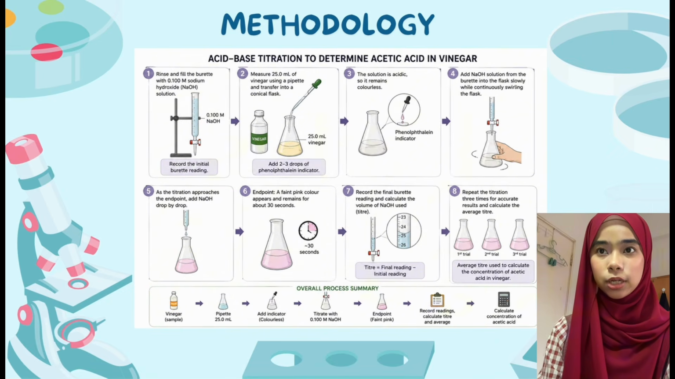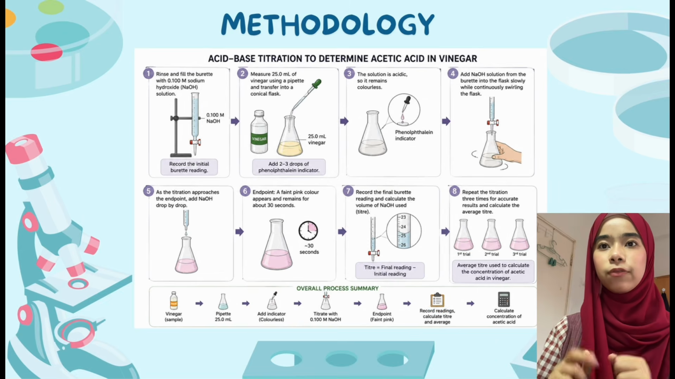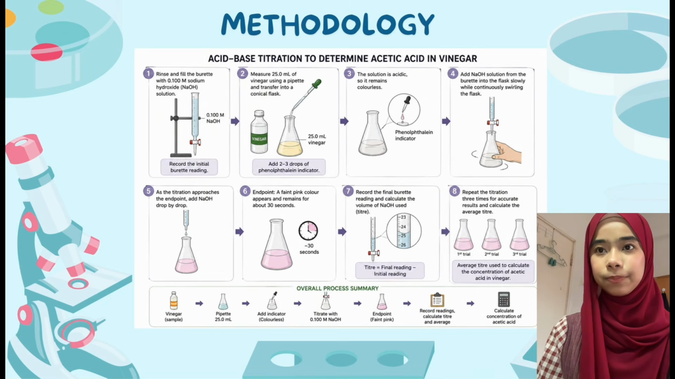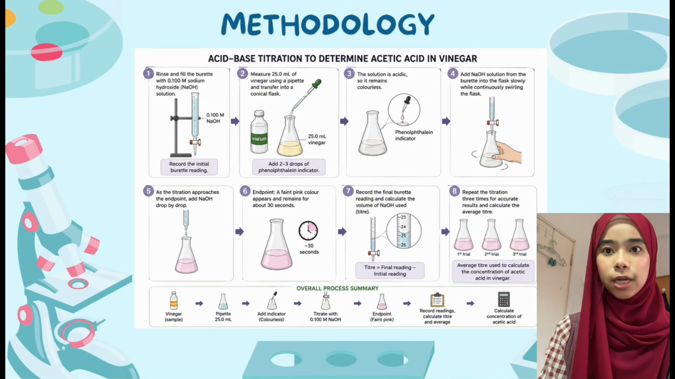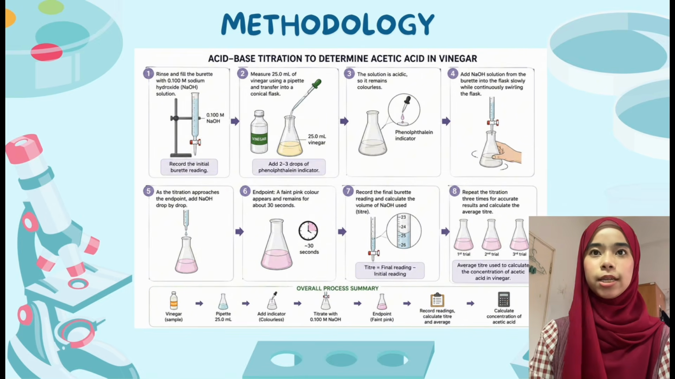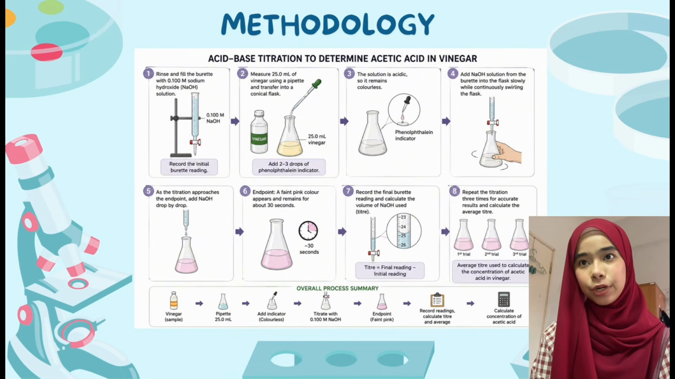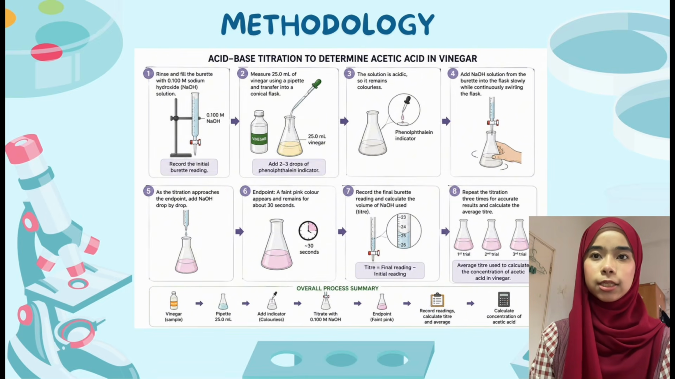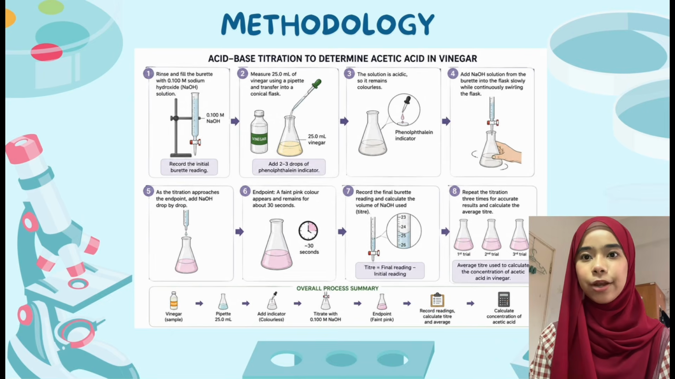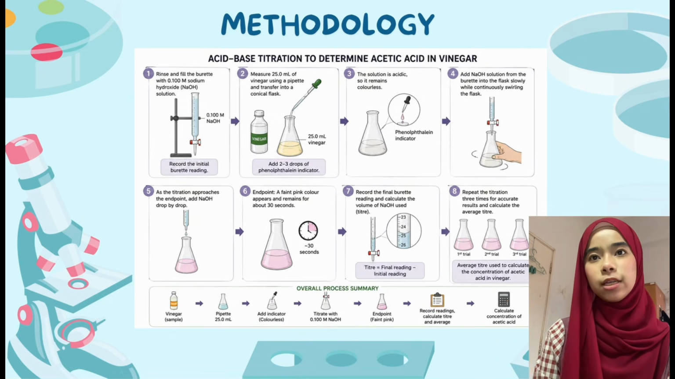The sodium hydroxide solution was then added slowly from the burette into the conical flask while continuously swirling the flask. As the titration approached the endpoint, the sodium hydroxide was added drop by drop. The endpoint was reached when a faint pink color appeared and remained visible for about 30 seconds. This color change indicated that all the acetic acid had reacted with sodium hydroxide. The final burette reading was then recorded.